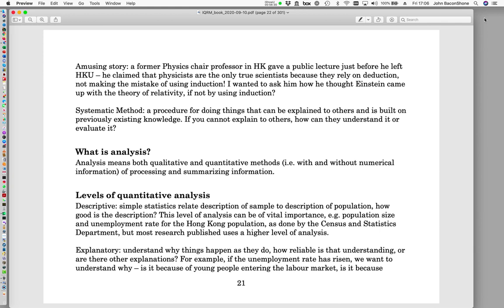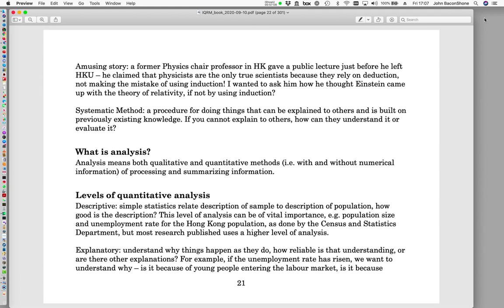So systematic method means a procedure for doing things that can be explained to others and is built on previously existing knowledge. So both of these are very important. So the literature review is supposed to be able to show that what we're doing is built on the previously existing knowledge, even if we're able to show that some of the existing knowledge has weaknesses, right? But at least nobody is starting from ground zero. We're starting from a lot of existing knowledge as our starting point.